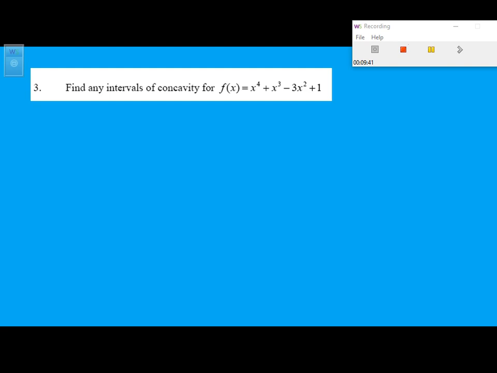So I'm going to find my first derivative, and I'm going to get 4x cubed plus 3x squared minus 6x. Now, we were not asked to find increasing or decreasing. We were not asked to find extrema, so I'm going to keep on going to my second derivative.